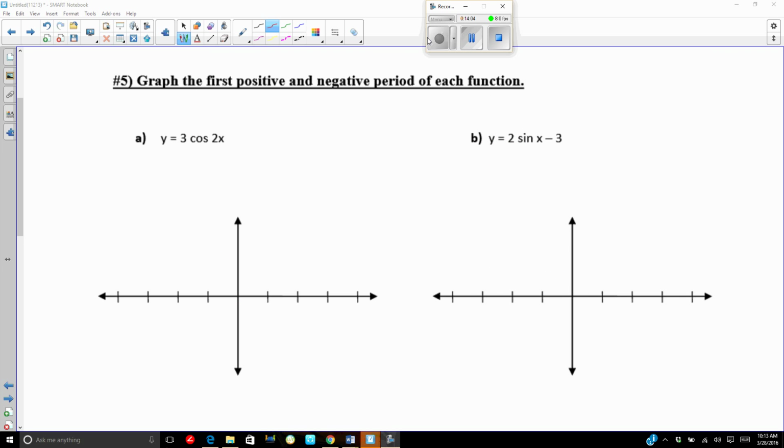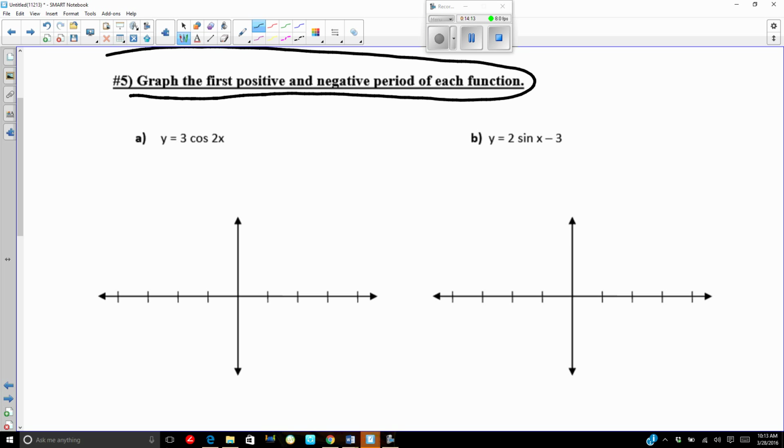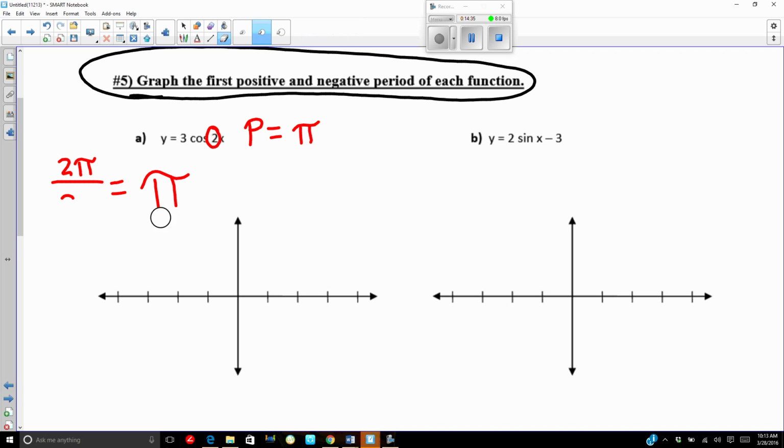All right, the last somewhat long problem here. The rest are going to go pretty quick. This one says graph the first positive and negative period of each function. So since they want us to do that, we need to first find the period for each of these functions. We can find the period for 5a by taking 2 pi and dividing it by the b value, which is 2. So the period for this first function is pi units. So that means it's going to repeat itself every pi units.